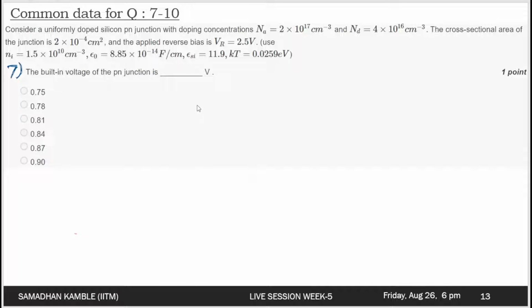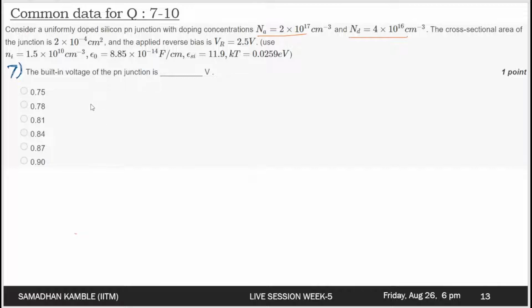Again, question number 7 to 10, these are the common data questions. Consider a uniformly doped silicon PN junction with doping concentrations Na and Nd given as these numbers. The cross-sectional area of the junction is given as 2 times 10 to the power minus 4 centimeter squared, and the applied reverse bias voltage is given as 2.5 volt. We can use the value of Ni, epsilon naught and KT as written here.